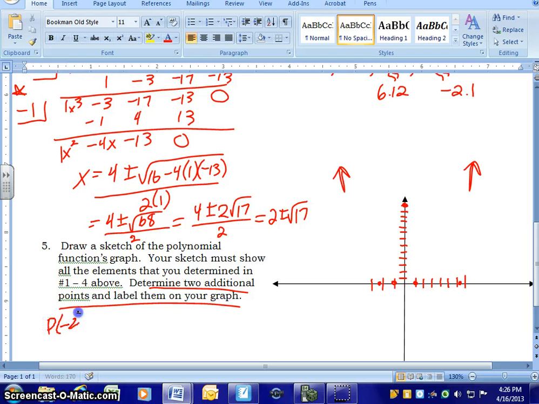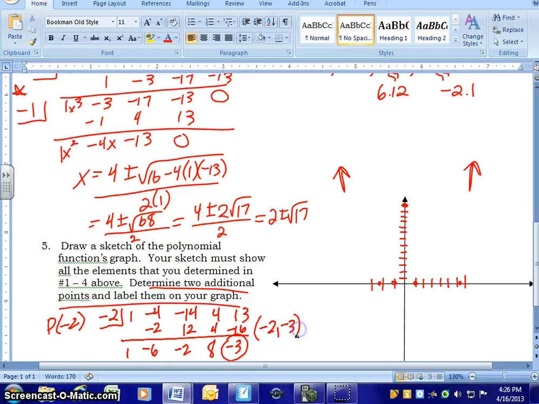So P of -2 is what I want to find, and if I want to find the function value, I can do synthetic division. So -2, and then you have 1, -4, -14, 4, and 13. And we've got 1, -2, and -6, and 12, -2, and 4, and 8, -16, and then you get -3. So as we've talked about in previous sections, -3 is my function value, so the point on the graph is at -2, comma, -3. So I'm going to go ahead and make that on my graph, -2, comma, -3. And again, that's going to give me a better idea of what my graph looks like.